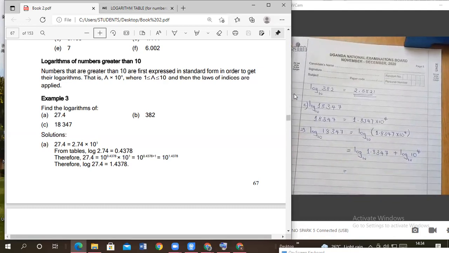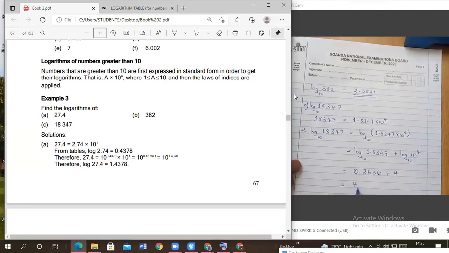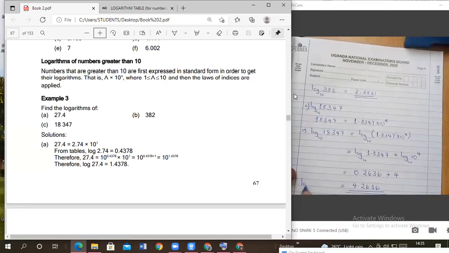So let's just use your calculator now. We have known how to use the table, not so? Press for me log of 1.8347. We get 0.2636 after rounding off to 4 decimal places. Plus 4. What do you get? You get 4.2636.